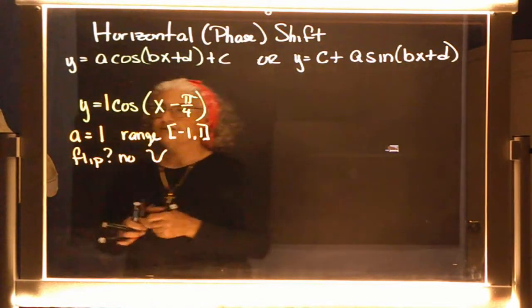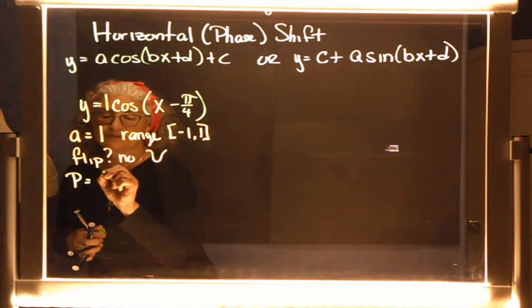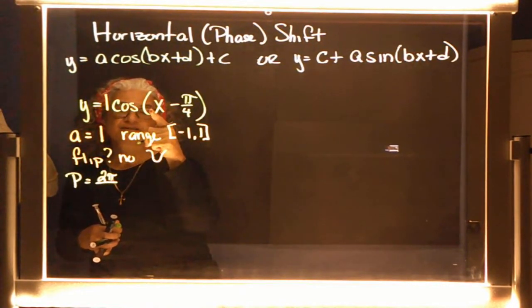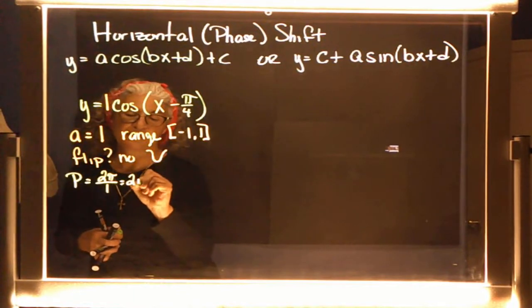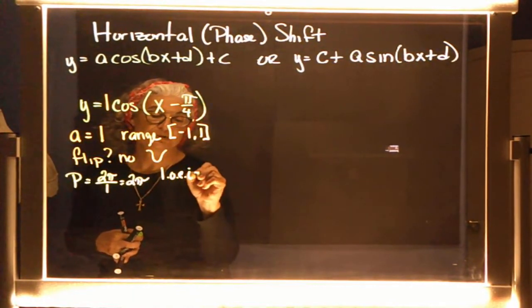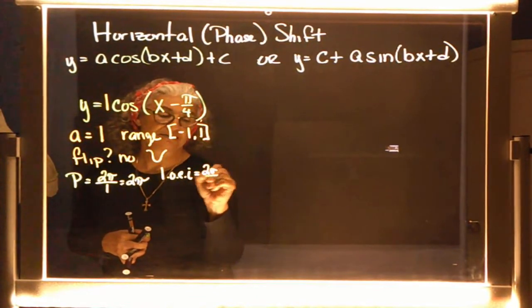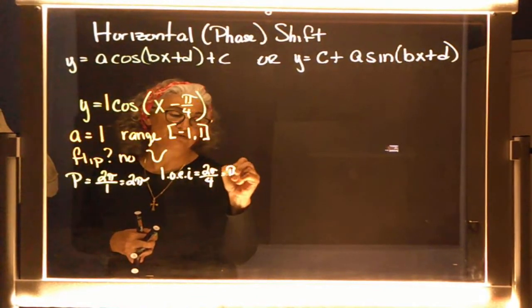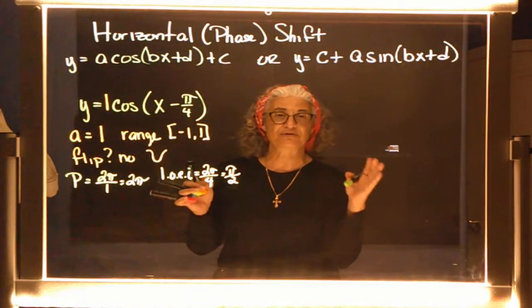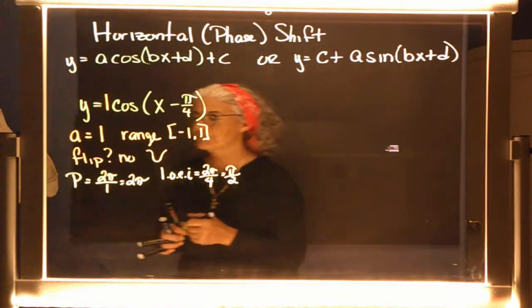And then I talk about the period. The period is 2 pi divided by the coefficient of x, which is 1, so it's just 2 pi. The length of each interval would be 2 pi divided by 4, or just pi over 2. So this is our typical length of the circle in radian measurement.